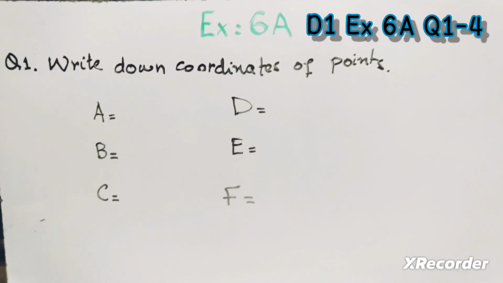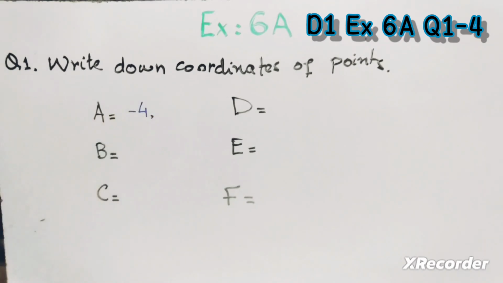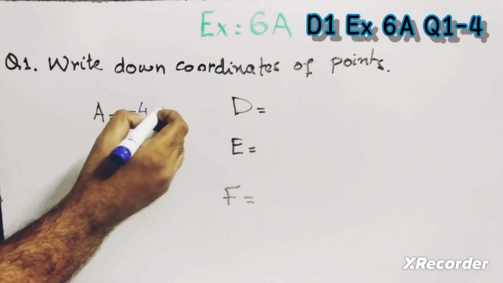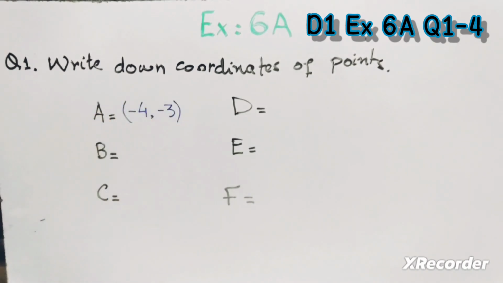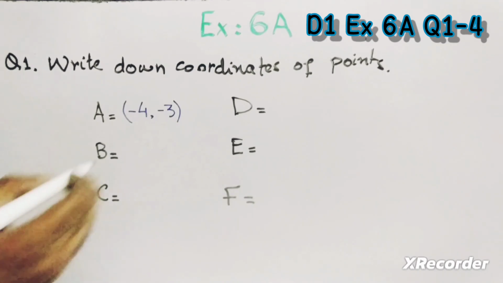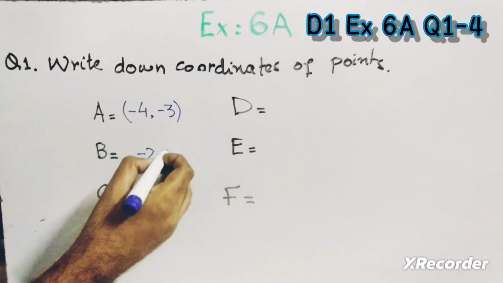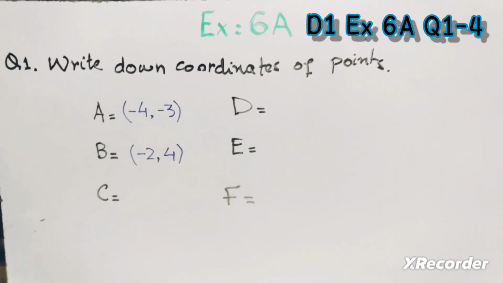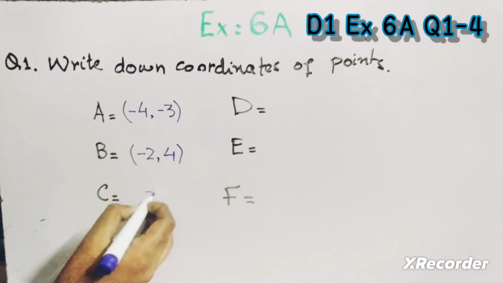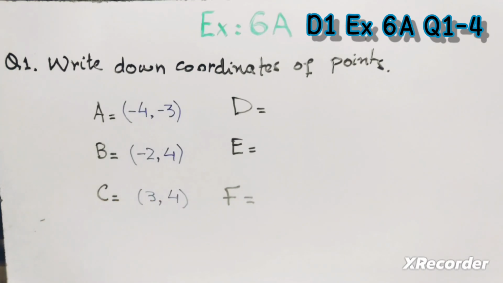For point A, the x value of point A is -4, comma, and the y value is -3. So the coordinates of point A will be -4, comma, -3. Similarly, point B on the x-axis is -2, and on the y-axis it is 4. So -2, comma 4 is its coordinate. Likewise, point C is 3, comma positive 4 on the y-axis. So 3, comma 4 is its coordinate.